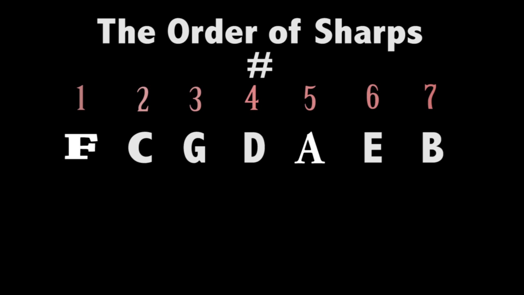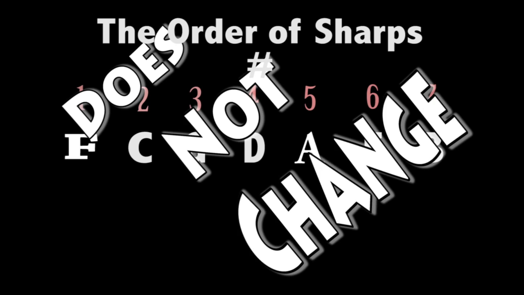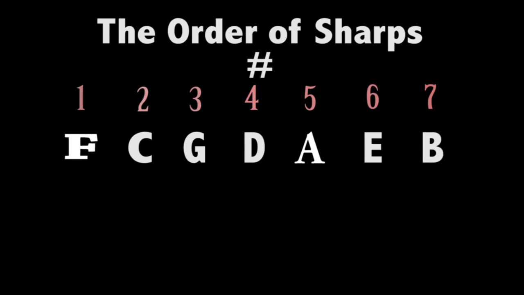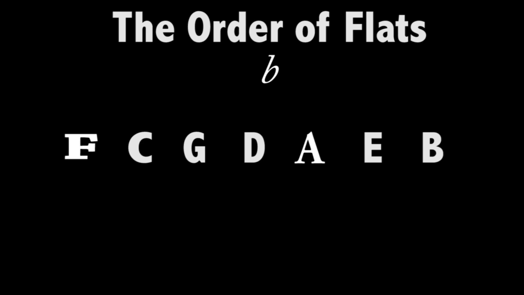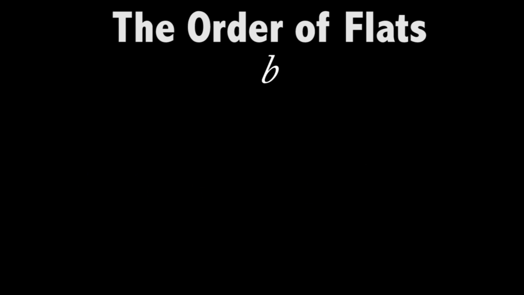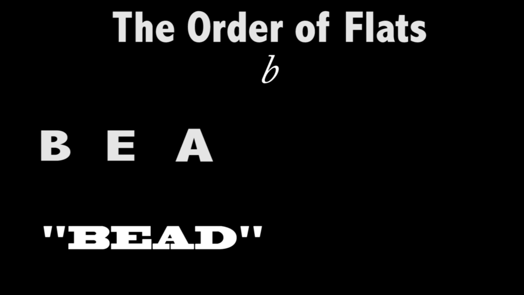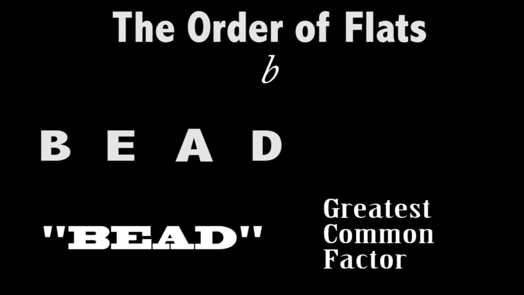This order for sharps does not change. We can count on it. That's why we have a mnemonic phrase to remember it. It's extremely important. Conversely, the order of flats is the order of sharps, but backwards. You can think of it that way, or you can use a mnemonic word and another mnemonic phrase. Because it's backwards, it spells a word, and then we have 3 random letters. It spells bead, B-E-A-D, and then I like to remember greatest common factor, G-C-F.